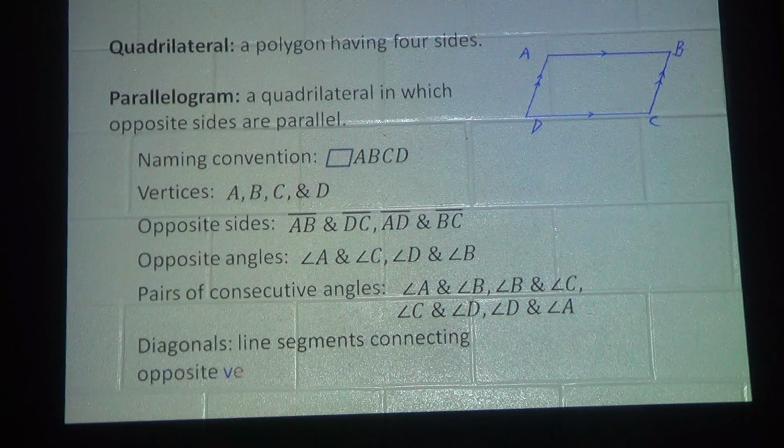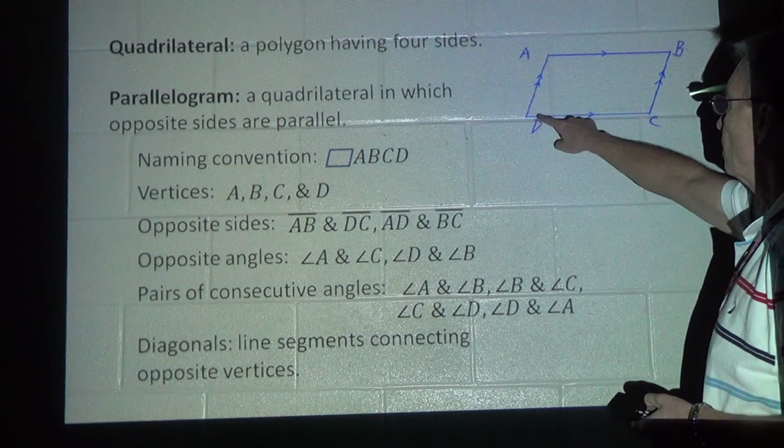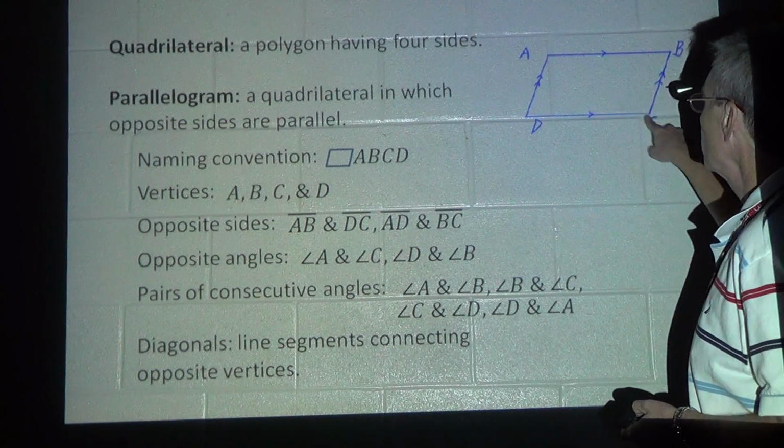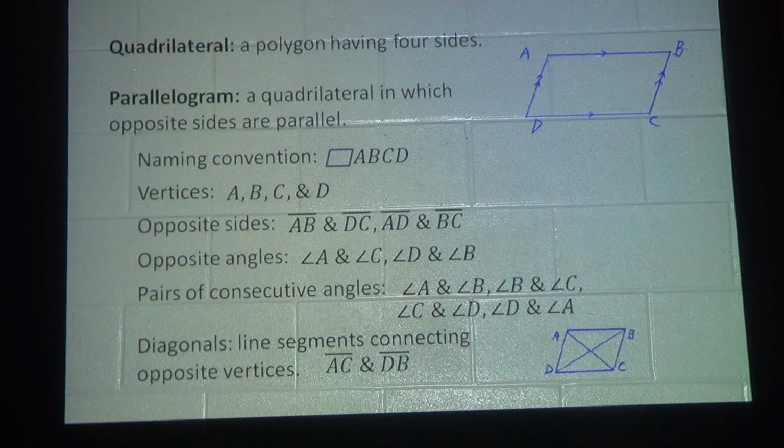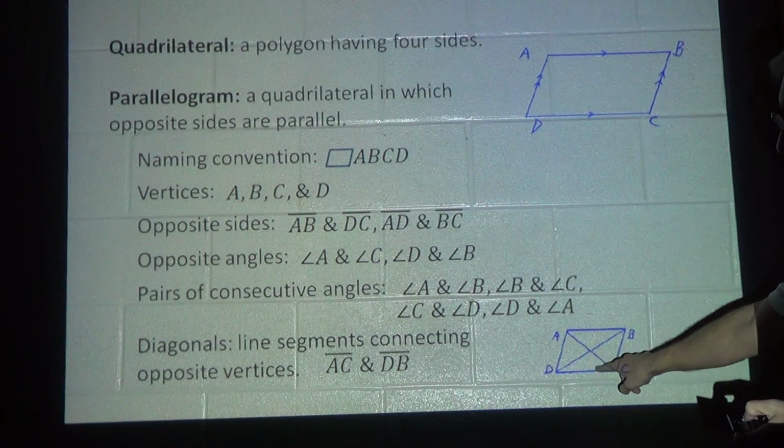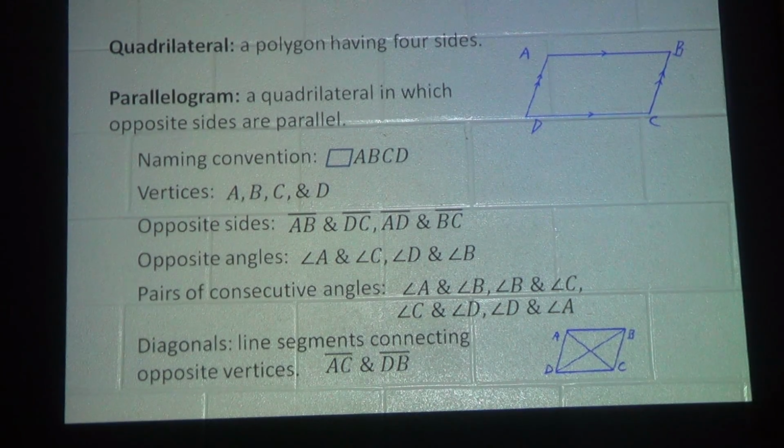Okay, the diagonals are line segments that connect the opposite vertices. So one diagonal would be here, one diagonal would be here. So AC and DB are the diagonals, and that's how they look.